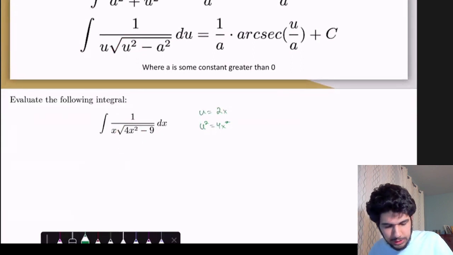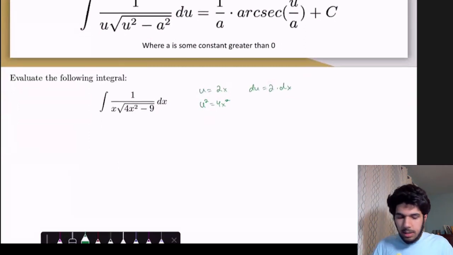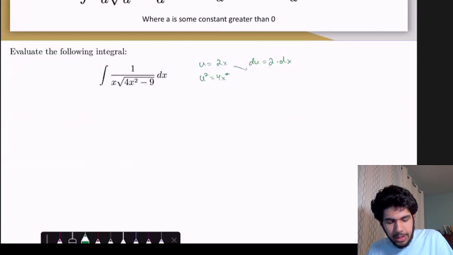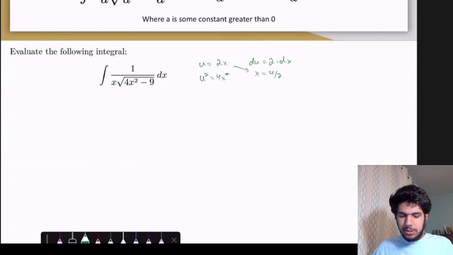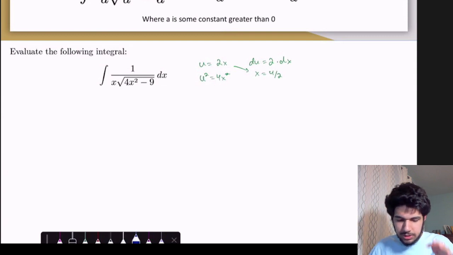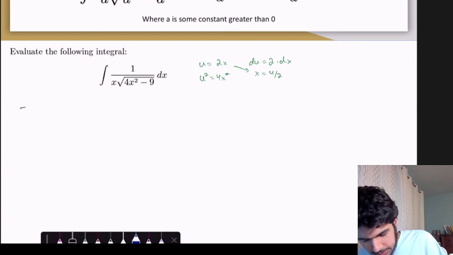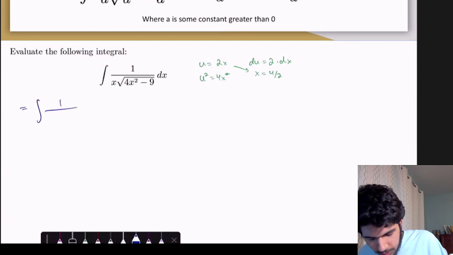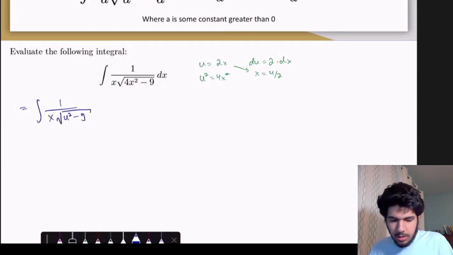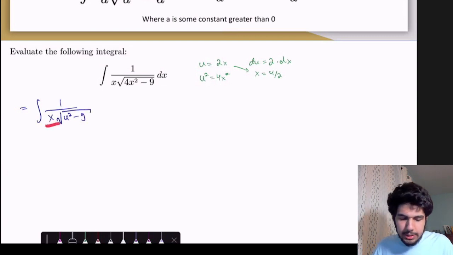We'll need du, that equals 2 times dx. And we also have that x equals u over 2. These are just some things we've gathered. So let's try to do this u substitution and see what happens. So we have the integral of 1 over x times the square root of u squared minus 9. But this x we can write as u over 2, so why don't we do that?